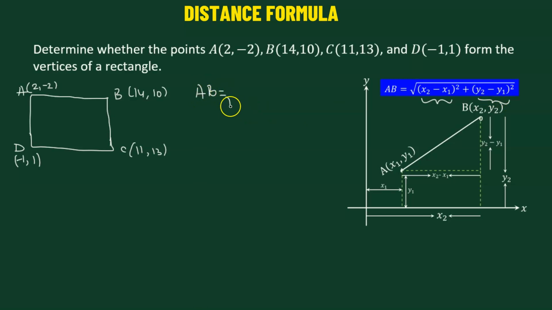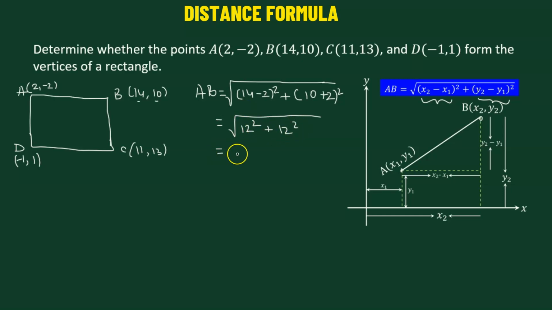So AB, we'll take the square root. So we'll take the difference of the x coordinates. So let's do 14 minus 2. So 14 minus 2 squared, and this will be added to the square of the difference of the y coordinates. So we have 10 minus (-2), so that's going to be 10 plus 2, squared. So let's find out the value. So this is going to be equal to the square root of 12 squared plus 12 squared. So that's simply going to be 12 times the square root of 2.